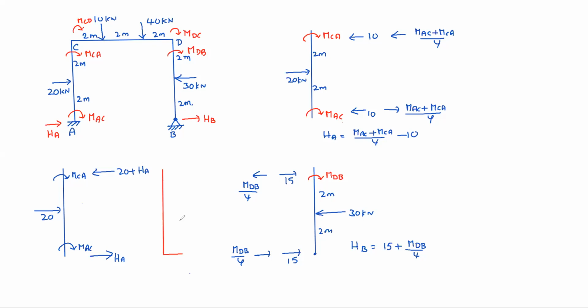Like this. The HA may be negative. Okay, it may be negative. Or otherwise, if you think it is positive also, like this. Again 20 here, HA 20 here. It goes like this, depending upon the value. Okay, you can draw the shear force diagram.